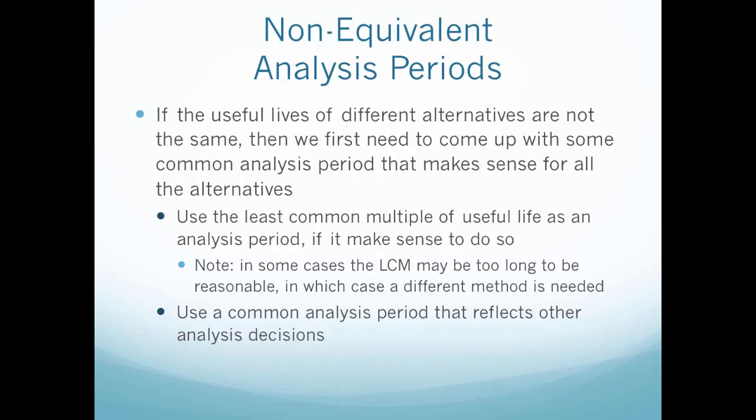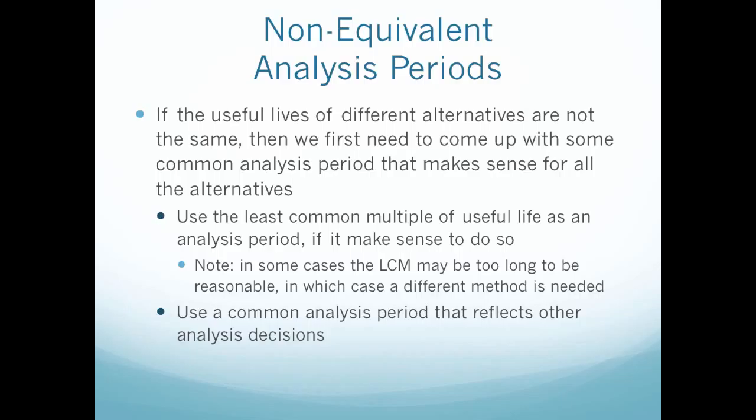So an example I like to think of here is if I have two alternatives, one that has a useful life of maybe 5 years, one that has a useful life of maybe 20 years, we would then look at those and find a least common multiple, which would be 20. So we would then use that 20 years as my analysis period for both alternatives.